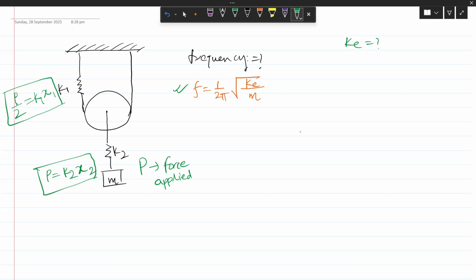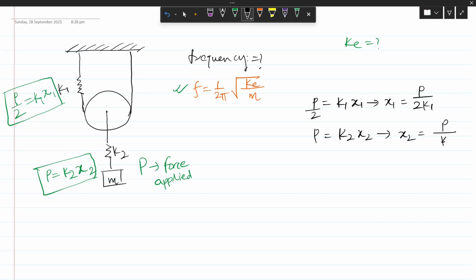Let us write the equations that we found. P by 2 is equal to K1 into X1, and P is equal to K2 into X2. From here, I can very easily find that X1 is equal to P divided by 2K1, and from here X2 is equal to P divided by K2.